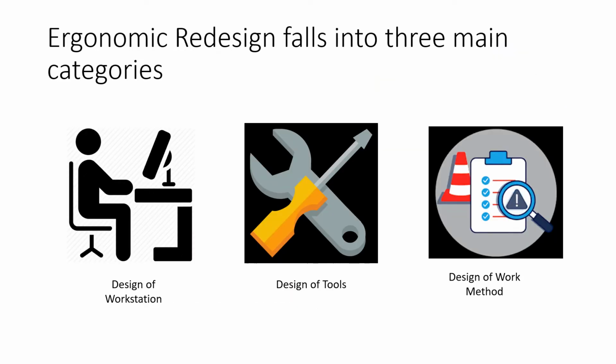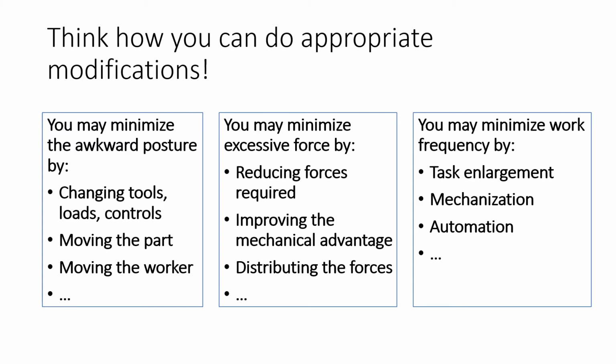For all the ergonomic redesign, usually 3 categories are important. One is design of workstations, the other one is the design of tools, and the last one is design of the work method. I believe we practiced and discussed the different methods that we can use to, for example, minimize the awkward postures or minimize the excessive force or the frequency of the work.